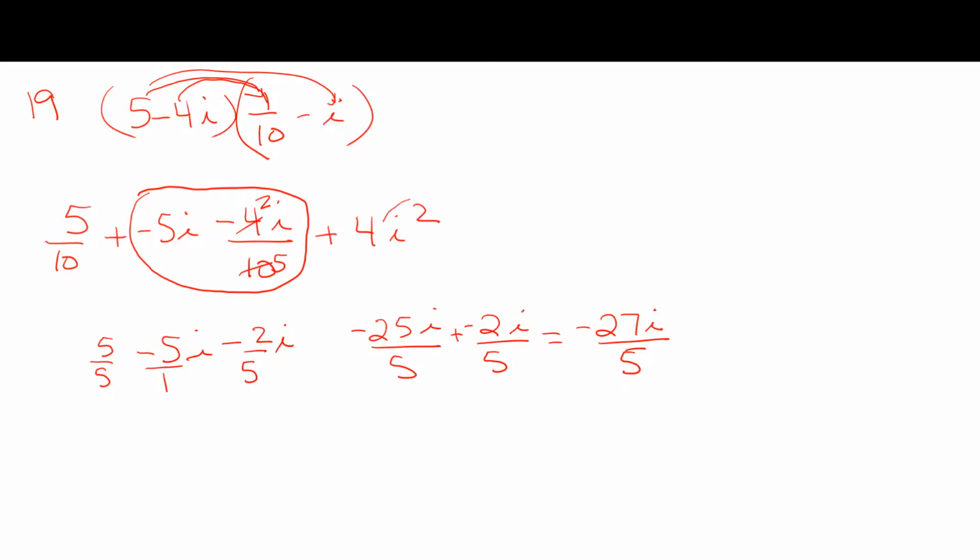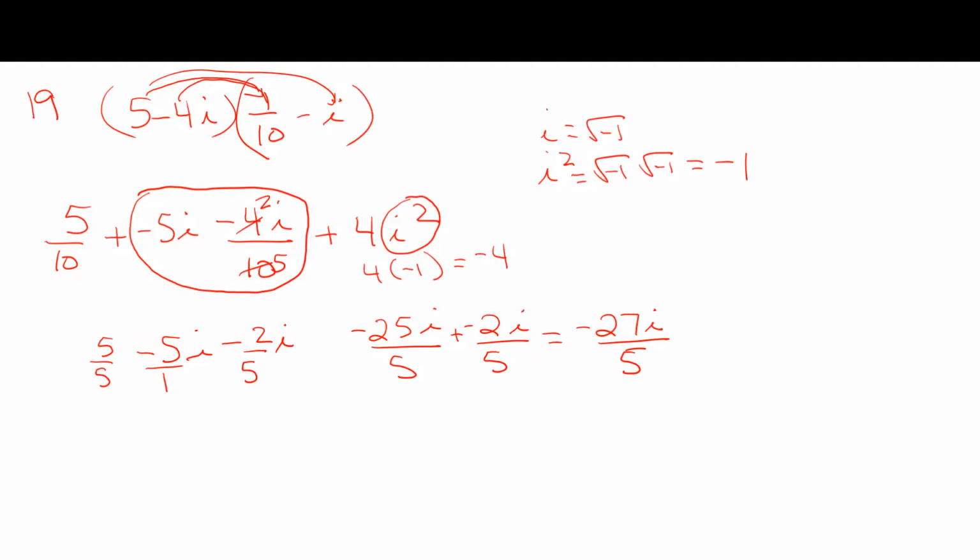Now let's look at this i squared. Remember, i equals the square root of negative 1. So i squared equals the square root of negative 1 times the square root of negative 1, and that happens to equal negative 1. So instead of i squared, we're going to say 4 times negative 1, so that's going to equal negative 4.